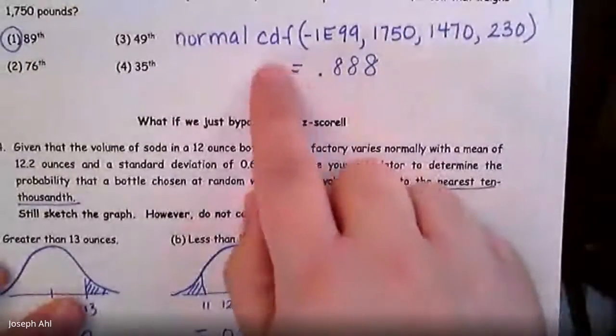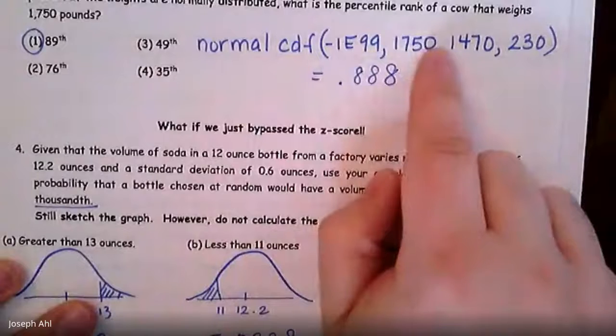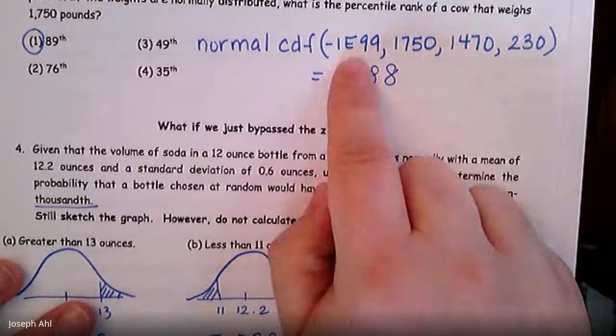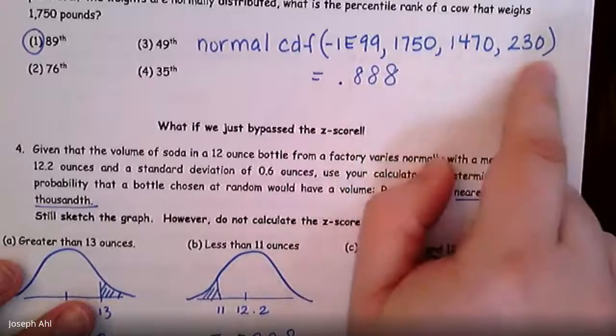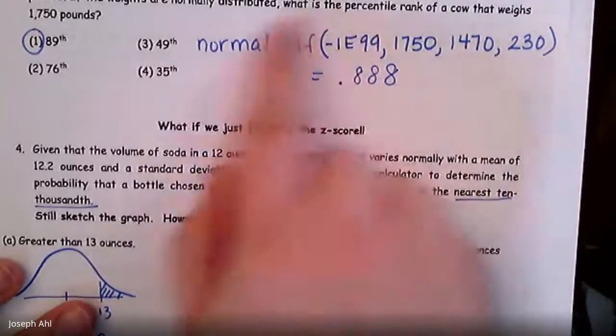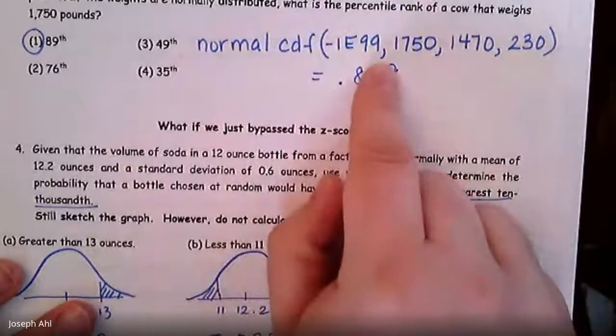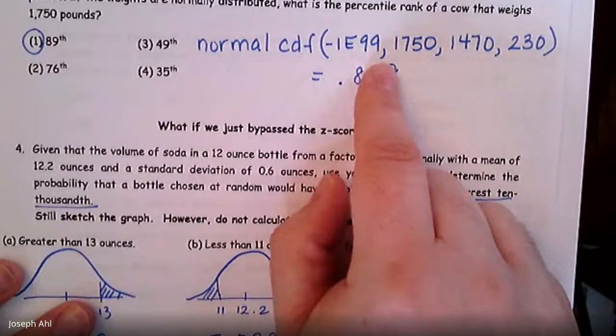what I wrote down on my answer key for the last one, let's see if I can turn this on real quick. Okay, I actually wrote down what the normal CDF looks like on the home screen. So if you want to write down, okay, this is my lower bound, upper bound, mean, standard deviation, this was the answer, that, in my opinion, is sufficient work to get full credit on something like this.